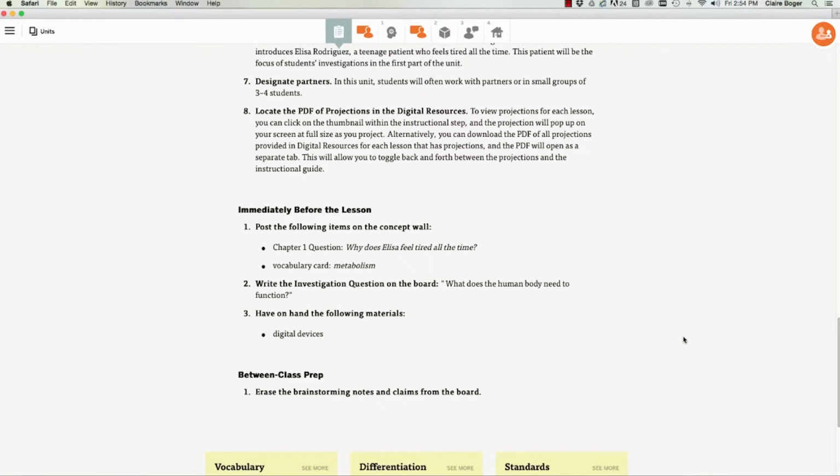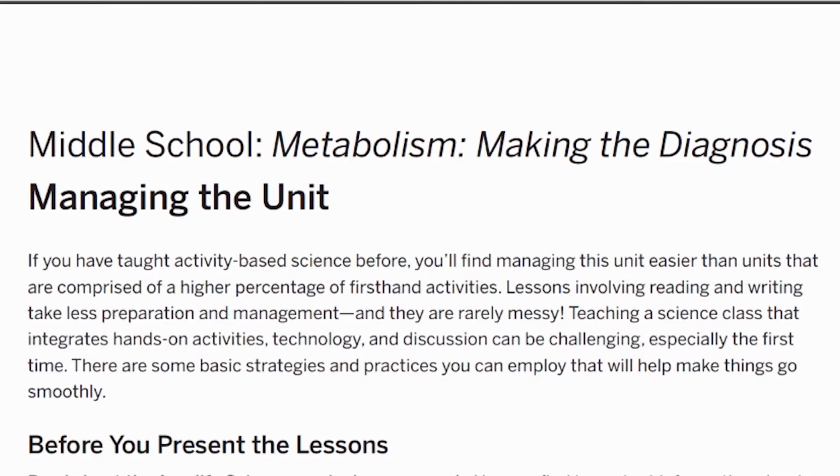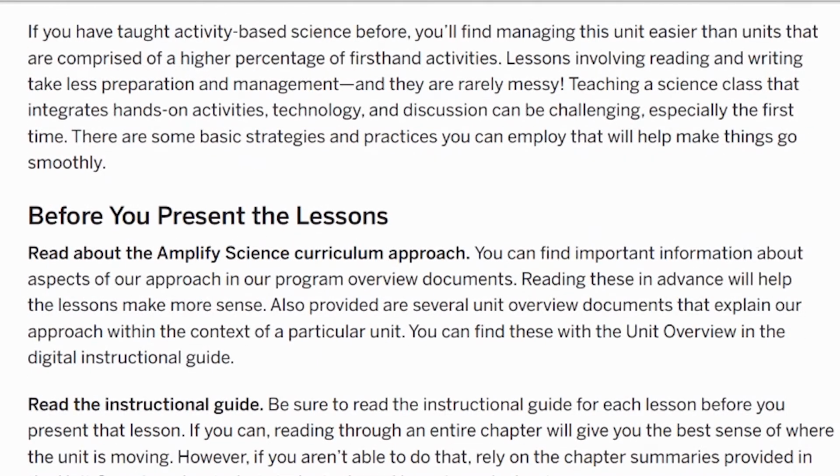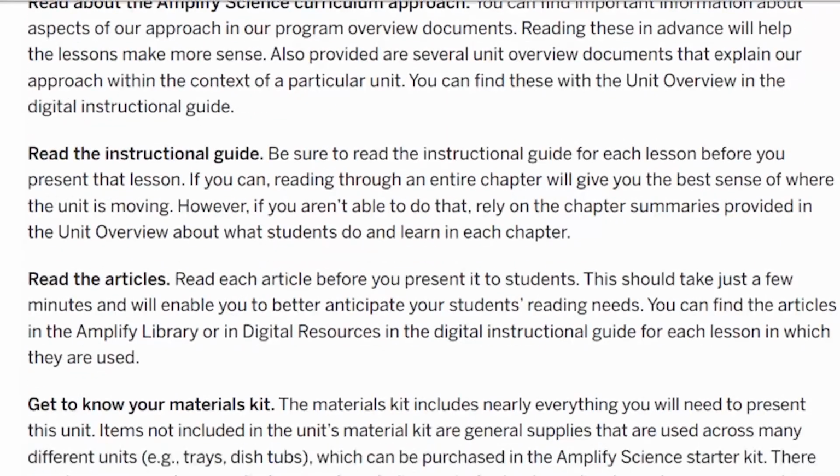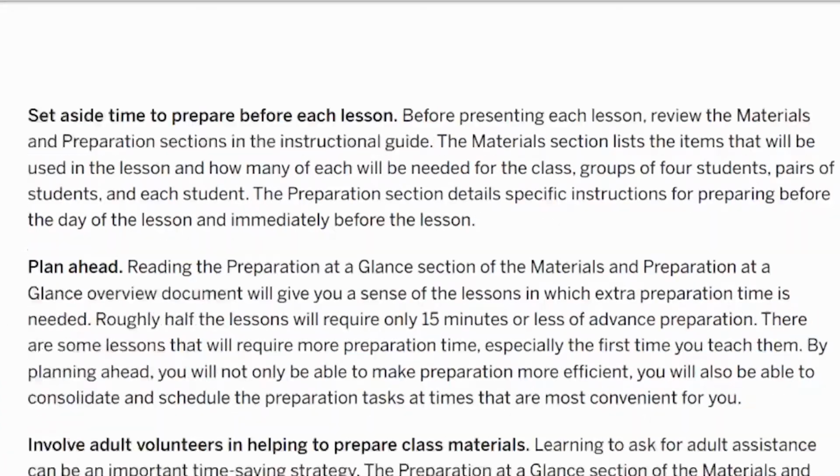Some of the materials listed are provided in your Amplify Science kit. However, the items with an asterisk next to them are items that you, the teacher, will provide. These are items commonly found in classrooms like masking tape or paper clips. Teaching a science class that integrates hands-on activities, technology, and discussion can be challenging, especially the first time. Let's look at 2 of the documents that you will use to prepare. This is the Managing the Unit document. It offers specific strategies and practices which you can use to help your lessons run smoothly.